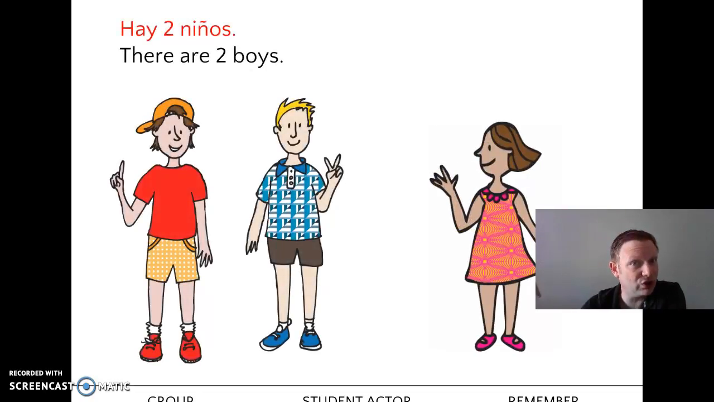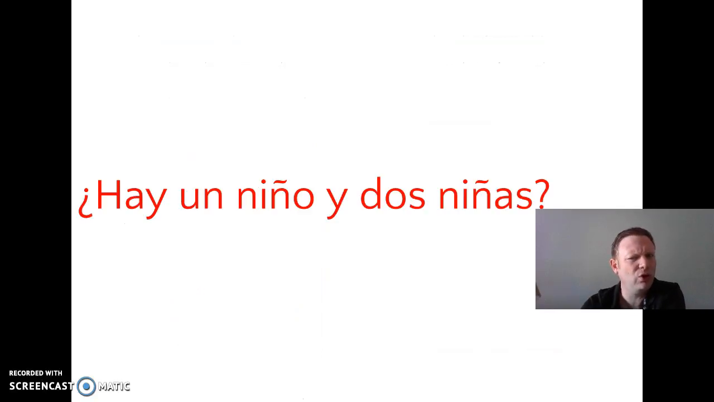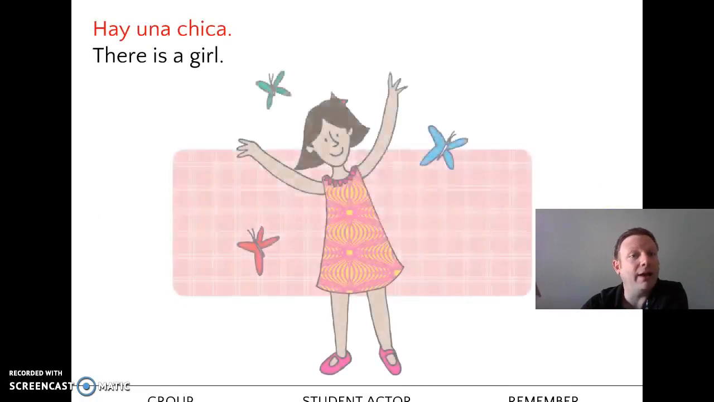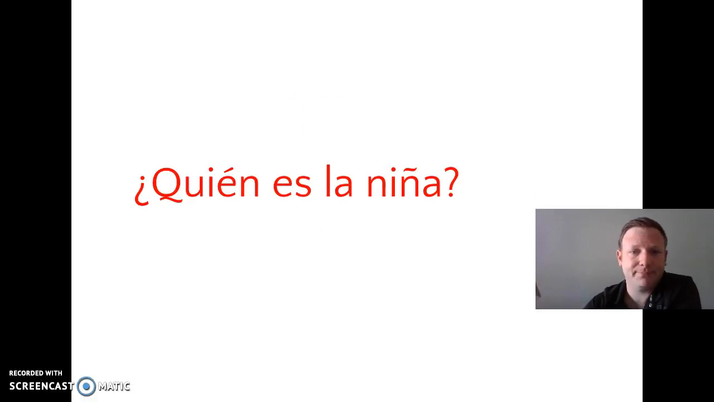Hay dos niños y hay una niña. ¿Hay un niño o dos? Hay una chica. Ella es Ángela. Ángela es la chica. Sí, Ángela es una niña. Clase, ¿Ángela es un niño o es una niña? Es obvio, sí, es una niña. Pero ¿quién es la niña?